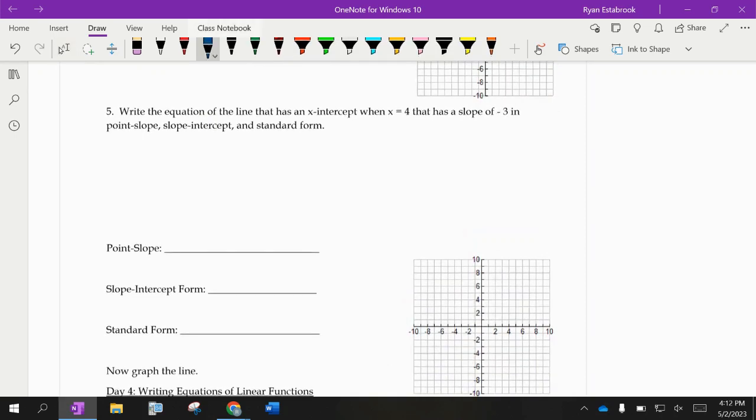Here's number 5, and I'm going to pause here for a second after I read the directions. It says, write the equation of the line that has an x-intercept of x equals 4. That means (4, 0) is our point. The slope is -3. You need to write it in point-slope, slope-intercept, and standard form. I would start with the point-slope. So pause and see if you can get this one started.